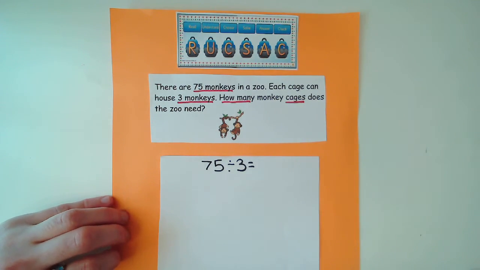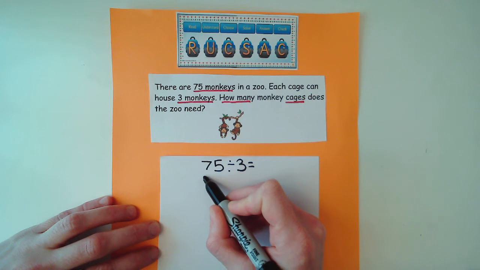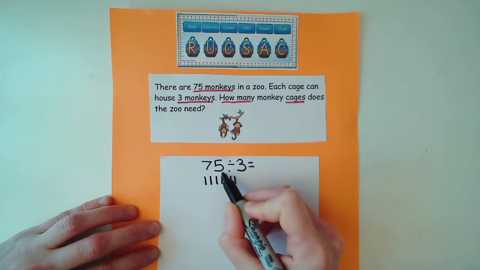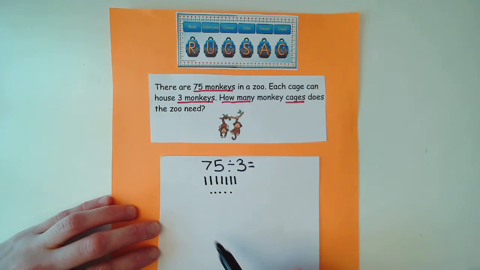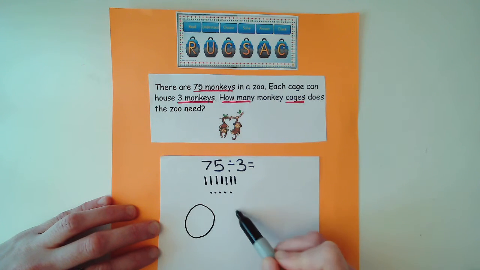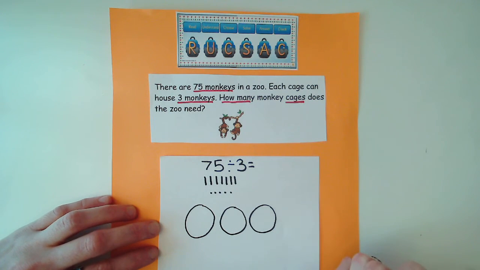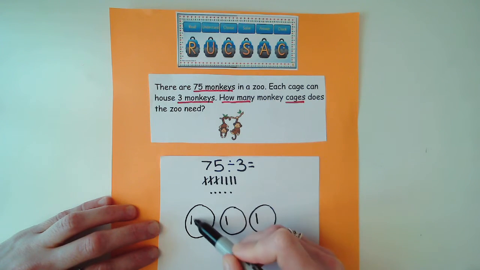So, how are we going to do this? We need to choose how to do this. You might have a different way, but I'm going to use sticks and dots. So I'm going to draw my 7 sticks that represents 70, and my 5 dots, 2, 3, 4, 5. And then we need 3 circles. And we need to work out how many monkeys are going to be in each circle. So we'll put 10 in there, like we did in the video yesterday, crossing them off as we go.